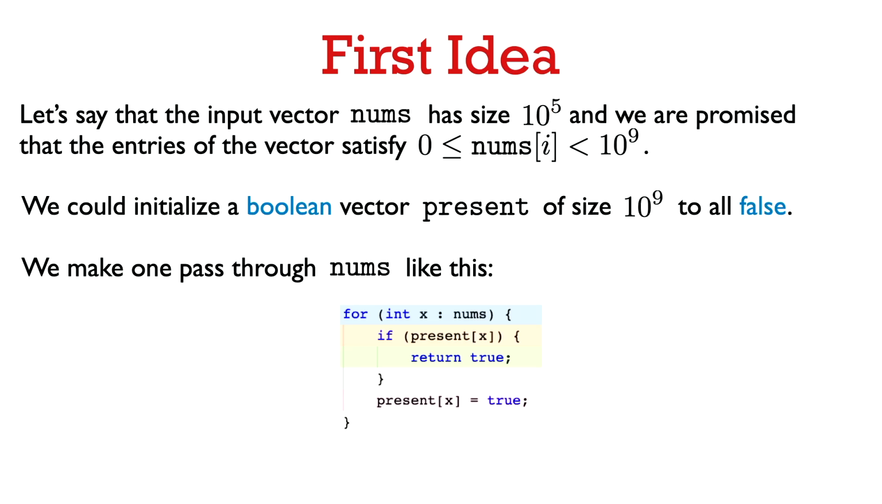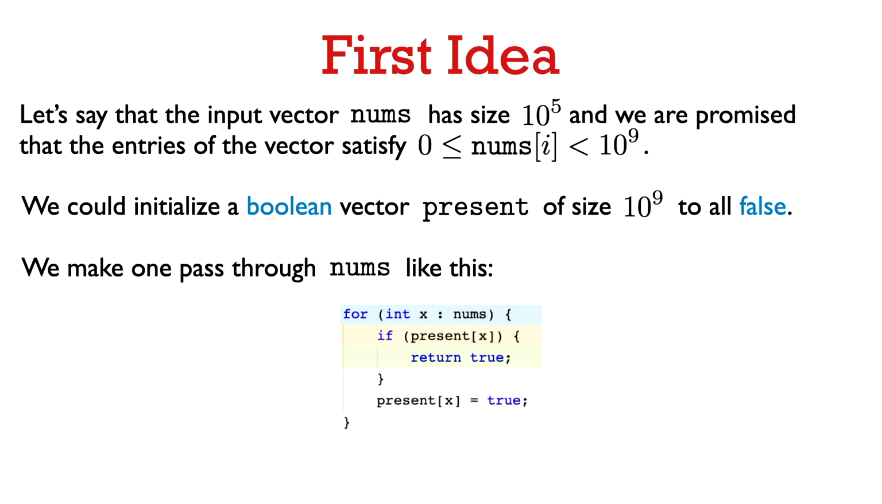On the specification for the LeetCode version of contains duplicate, it says that the input vector has a maximum size of 100,000, and the numbers in the vector are promised to be integers between -1 billion and +1 billion. To keep things simple here, I'm going to assume that all the entries of the vector are non-negative. So let's assume that they are at least 0 and strictly less than 1 billion.